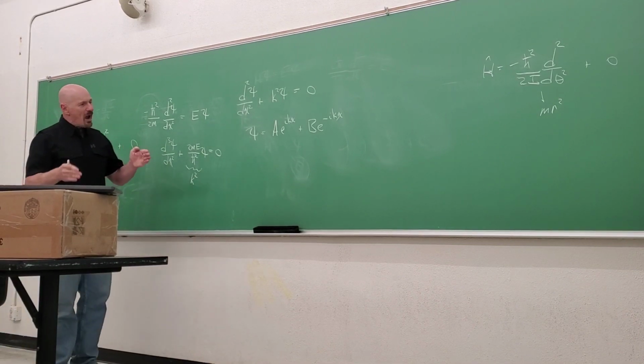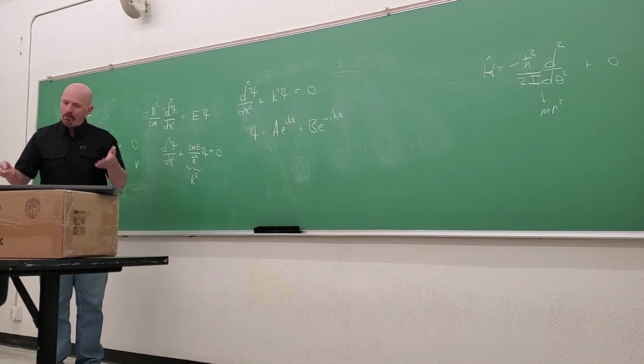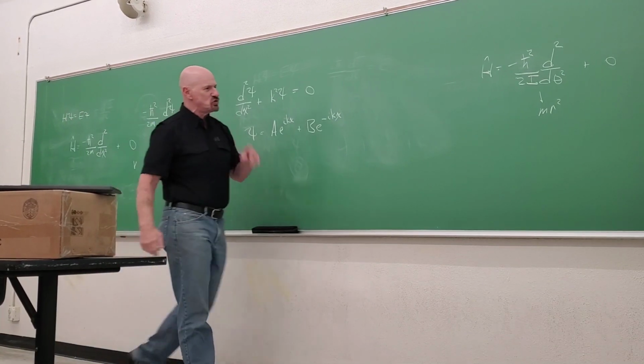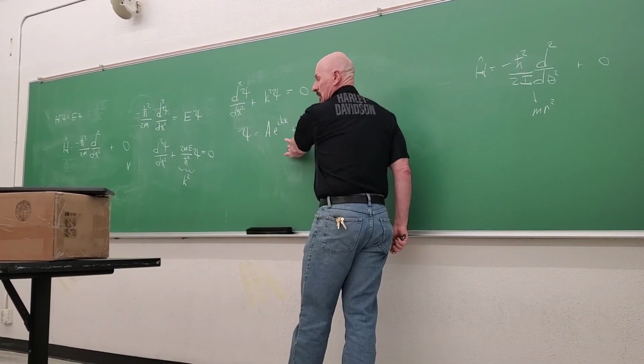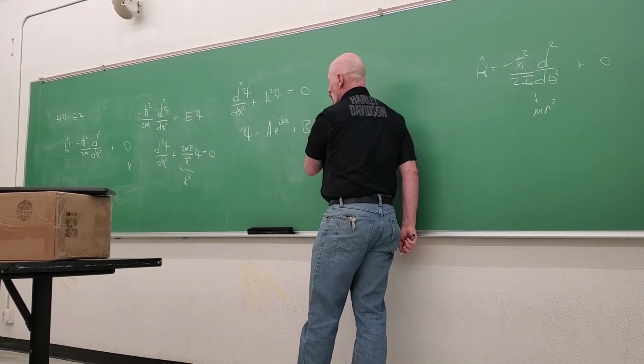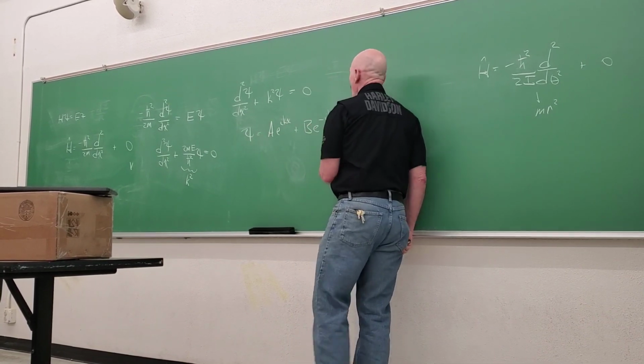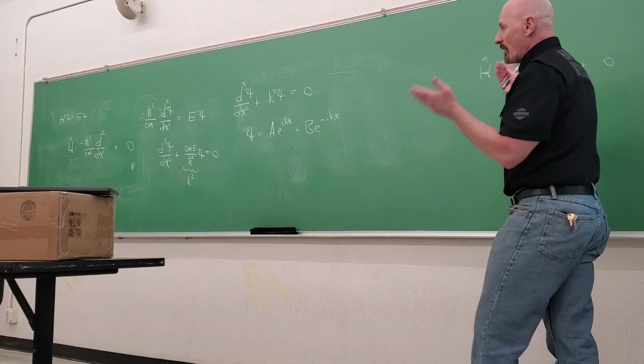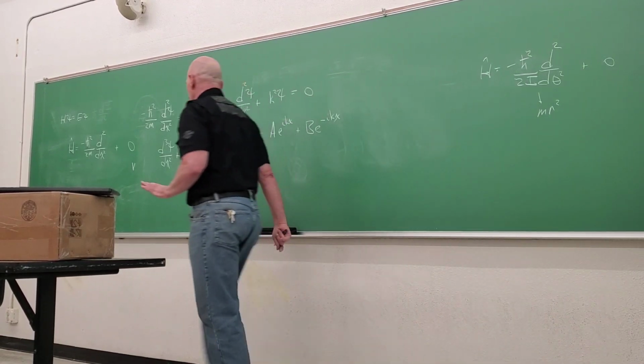Now, we apply symmetry or boundary conditions. When you solve this, you should get an identical form. The difference being that x, of course, is theta. Your k will have a 2I in it rather than 2m. Other than that, it's identical.